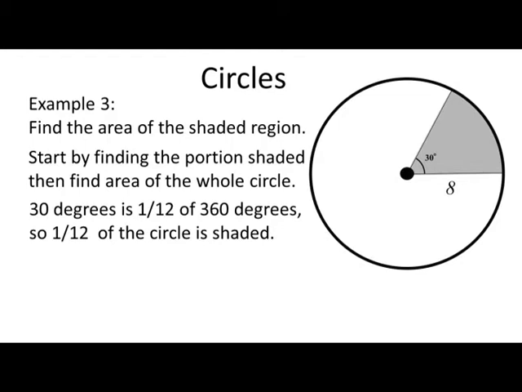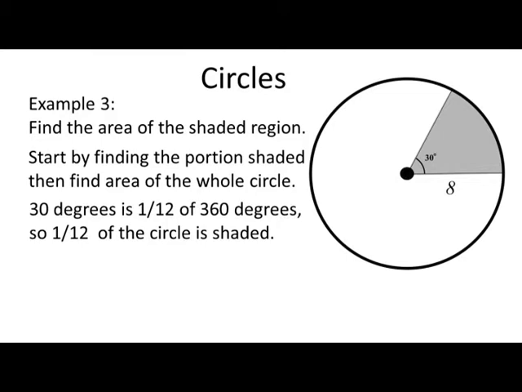For example, let's look here. We've got a circle with radius 8, and that's a 30-degree angle there. Well, 30 degrees represents what part of the circle? Well, there are 360 degrees in a circle, so 30 degrees is 1/12. So 1/12 of that circle has been shaded.